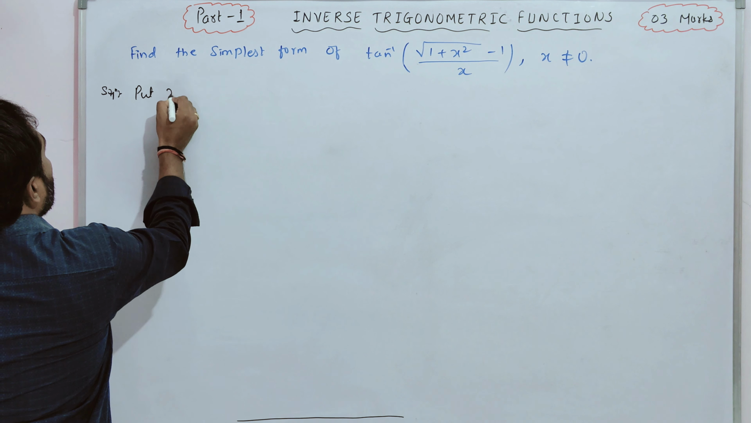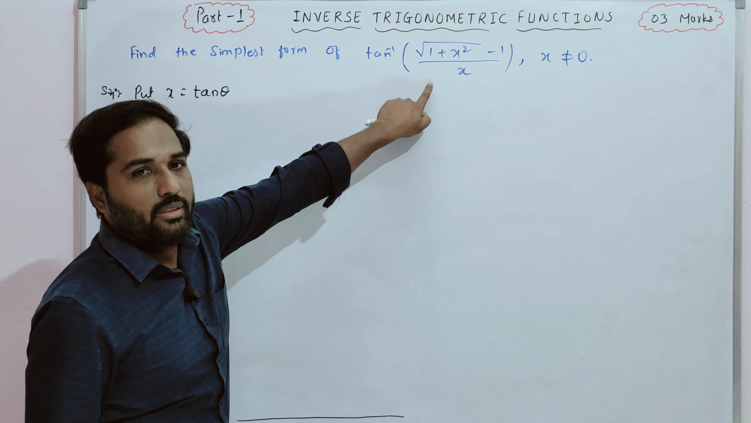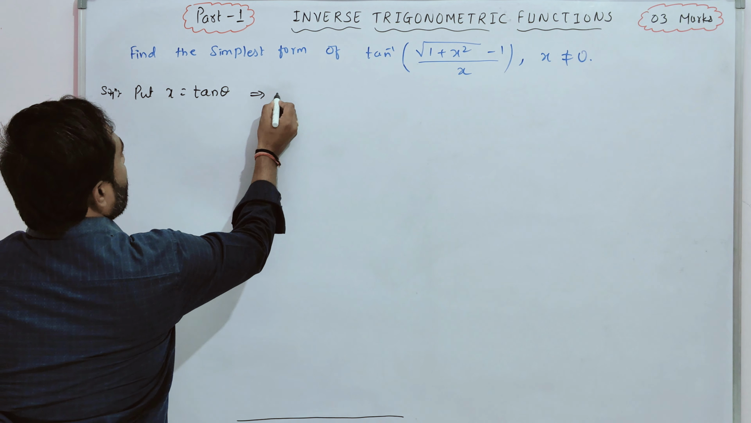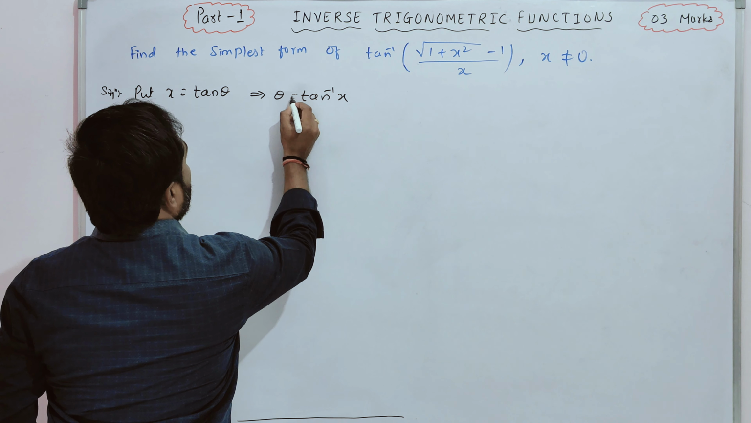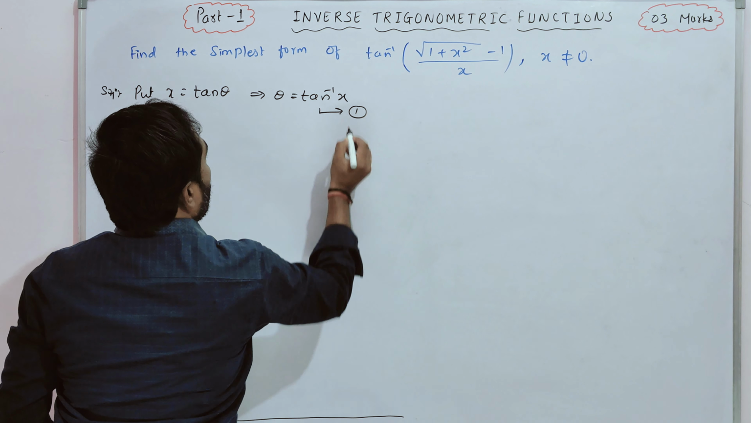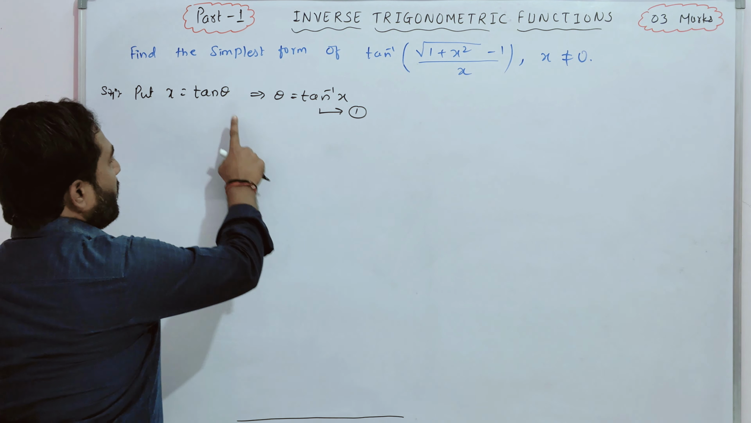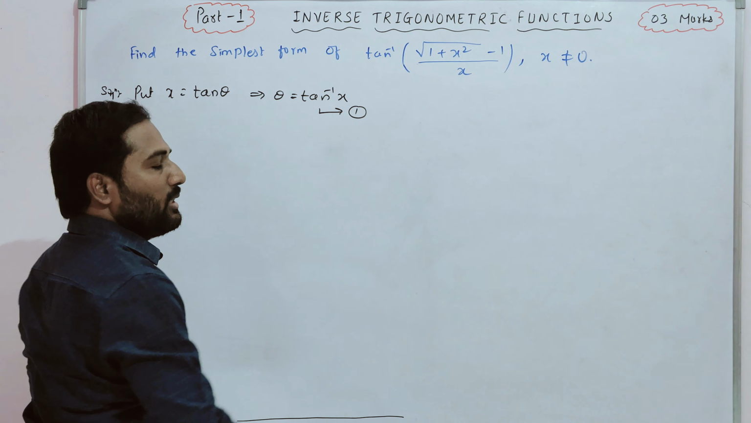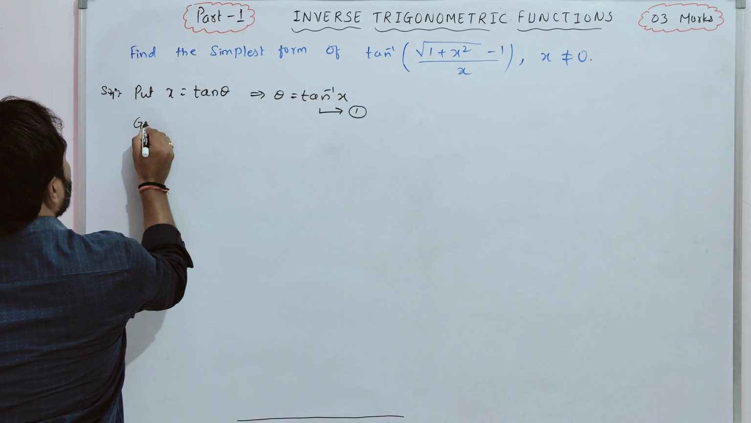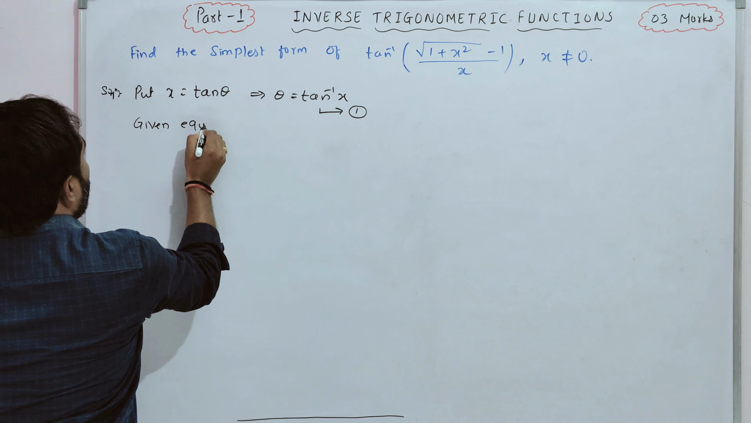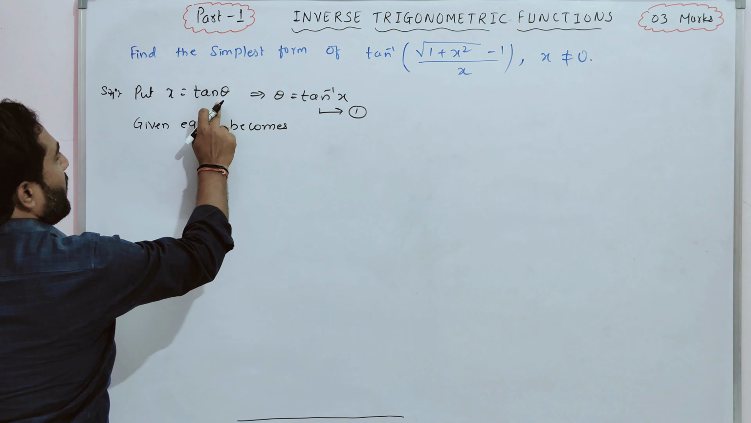So put x equals to tan theta into this given function. Then theta can be written as tan inverse of x. I'll take this as equation number 1. If you transfer tan to the LHS, it becomes tan inverse, then theta is equal to tan inverse of x. We need this at the end of the problem. Now the given expression becomes, let us substitute x as tan theta.